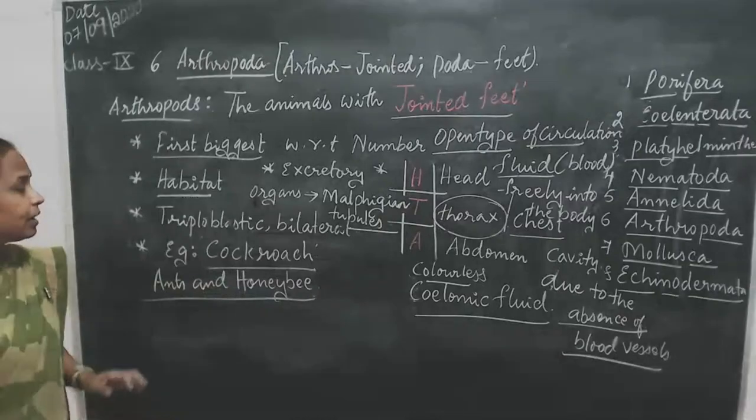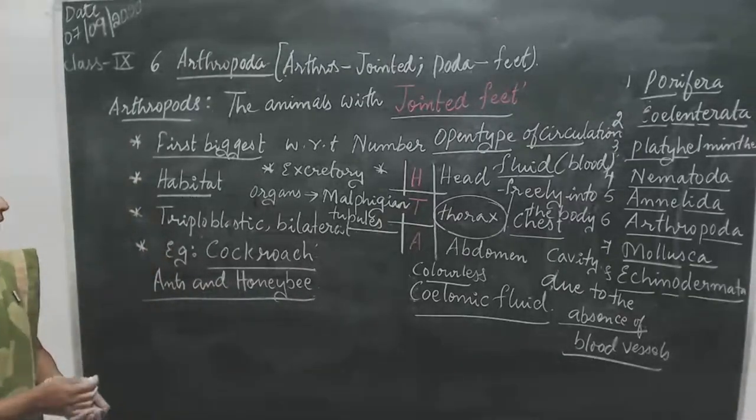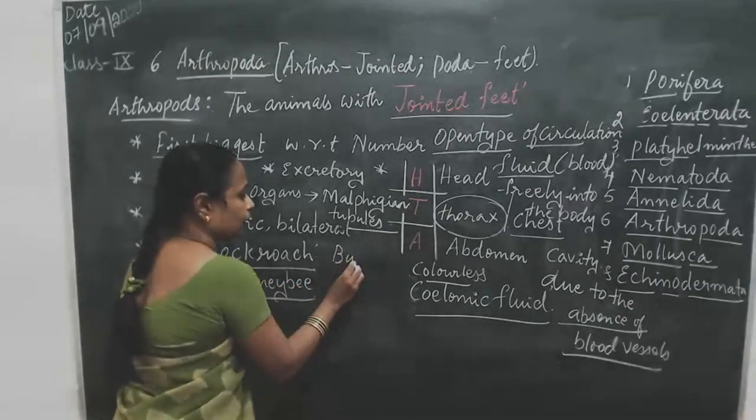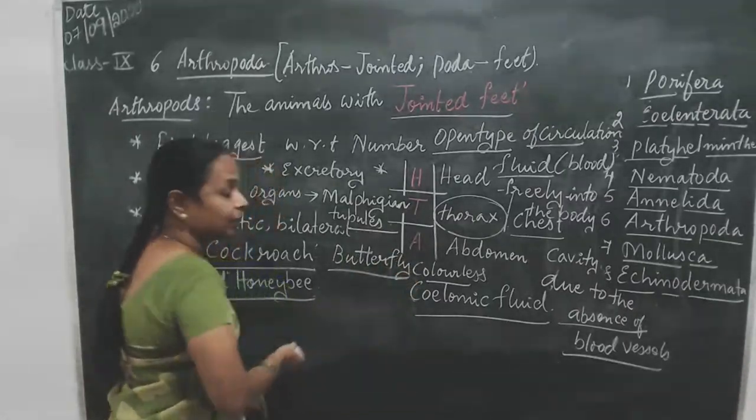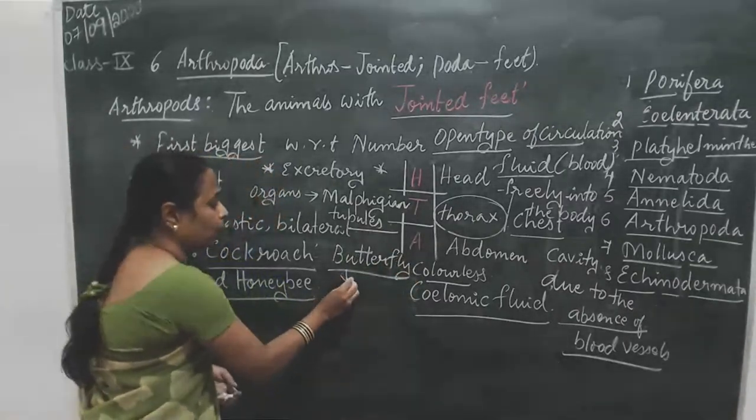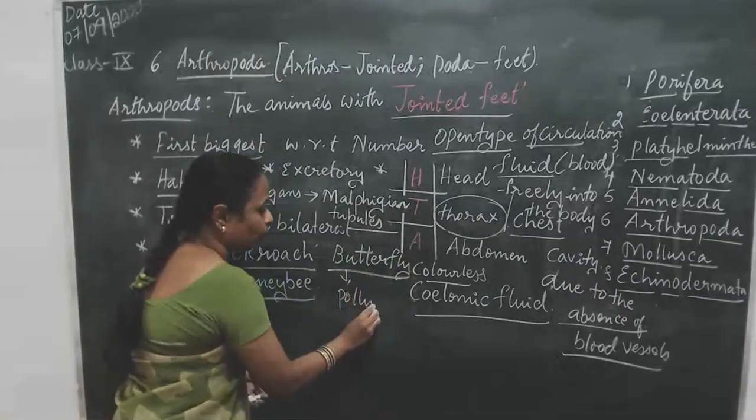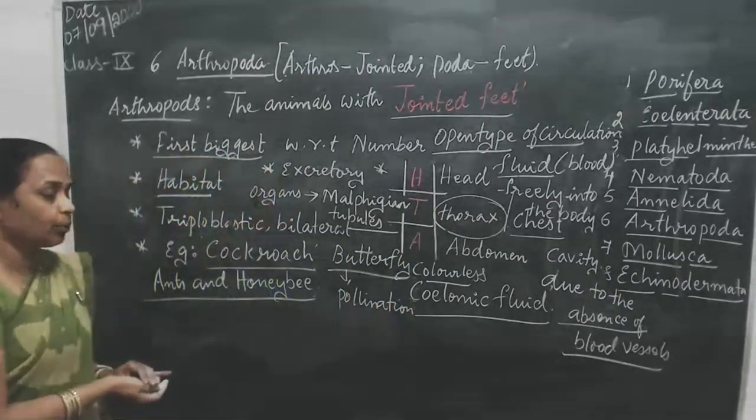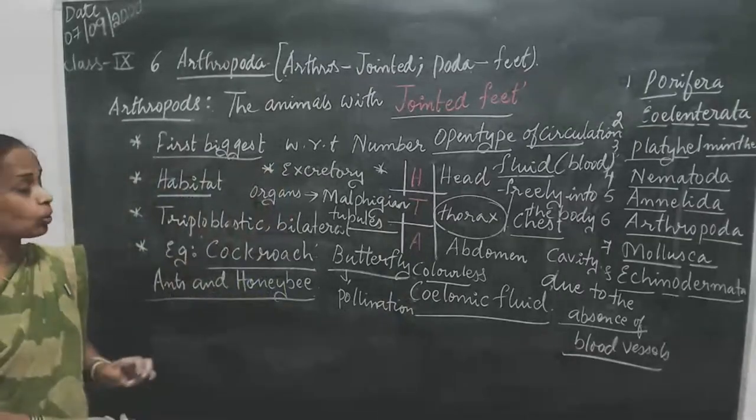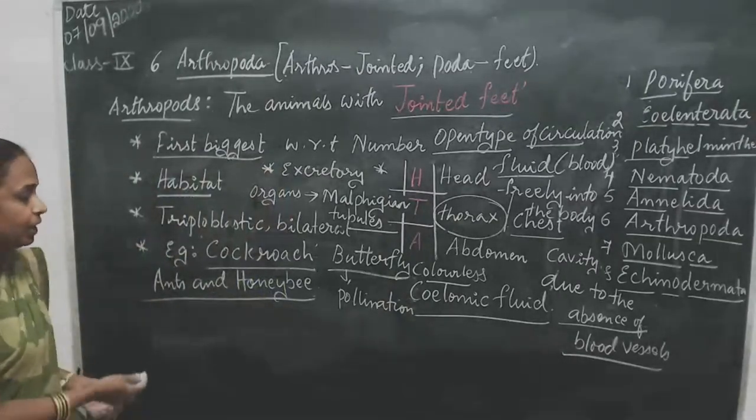So ants and honeybees also belong to the arthropods. Butterfly is very beautiful to look at, and is considered very colorful. They help in the pollination process. The pollination of the seeds and all is made possible because of insects, and butterfly also contributes to the process of pollination.